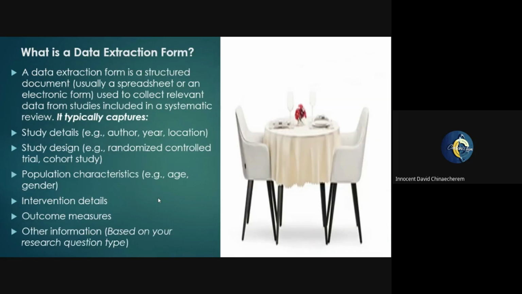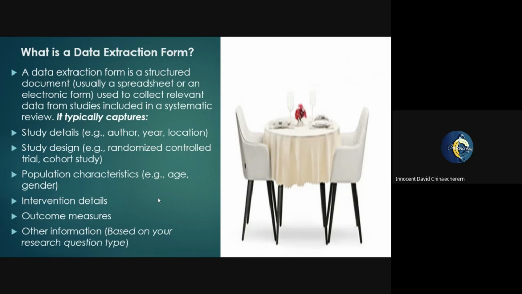And we showed what the data extraction form could look like. It could be a spreadsheet, it could be an electronic form, it could be anything. It could also be in the form of a checklist that you're using to document all the information, which you later present in a table. But we made it very simple by using a tabular template, and we also explained some of the information that should be contained there.